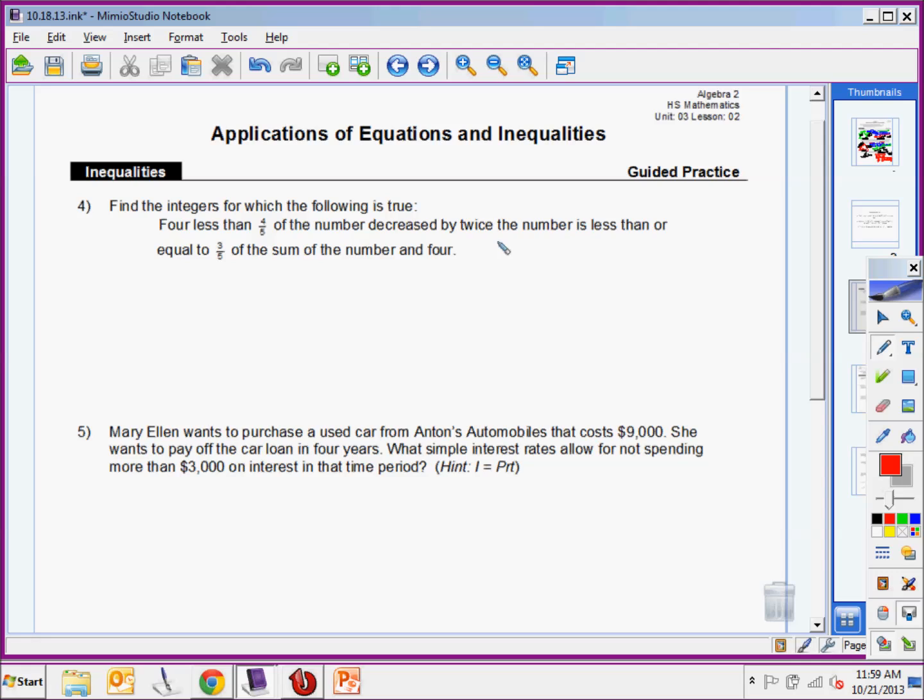And then you've got minus 4 at the end, right? Okay, slow down. 4/5, decreased by. So decreased means what? Minus. Less than means minus. So I know I'm subtracting how many times? Twice. So this is subtraction and this is subtraction. Of means multiply.